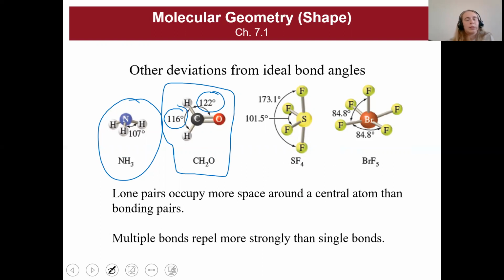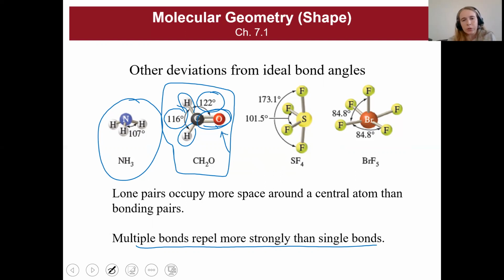And the angle between the carbon-hydrogen bonds is smaller than 120, and that's because it's a double bond here. This double bond, while it still counts as only one electron domain, does repel more strongly because there are 4 electrons in there instead of 2. So those 4 electrons are repelling the other 2 electron domains more strongly, so they get closer together while getting further away from the carbon-oxygen double bond.